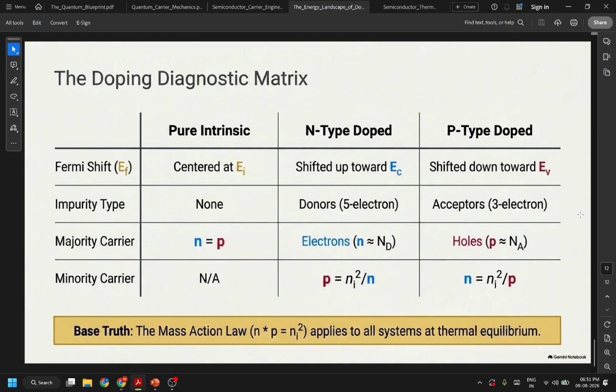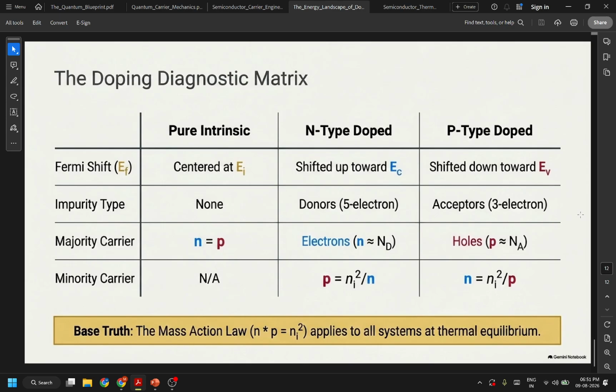So in intrinsic, the Fermi level is centered at Ei, mid gap. Then it shifts. For n-type, it shifts towards EC. For p-type, it shifts to EV. The majority carriers in n-type are electrons, and in p-type are holes.